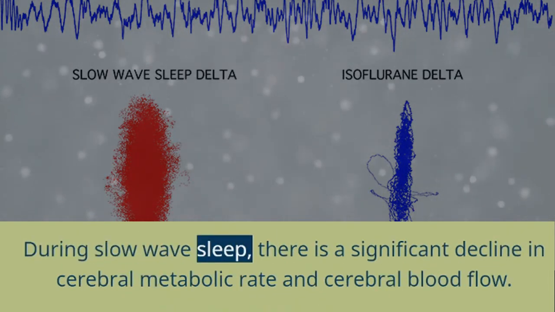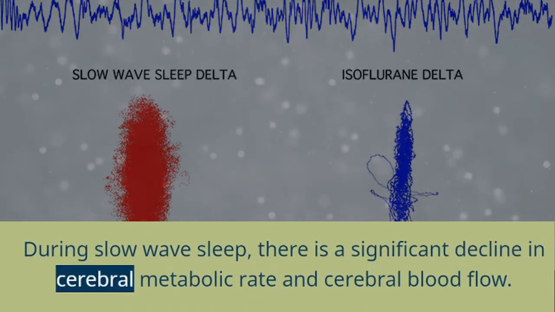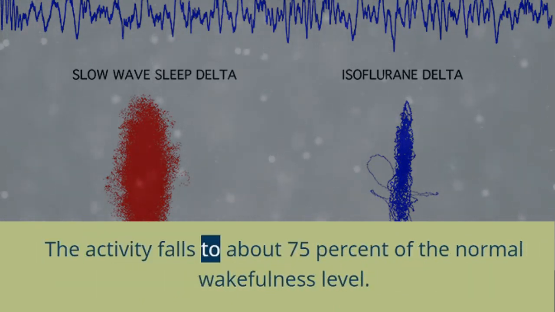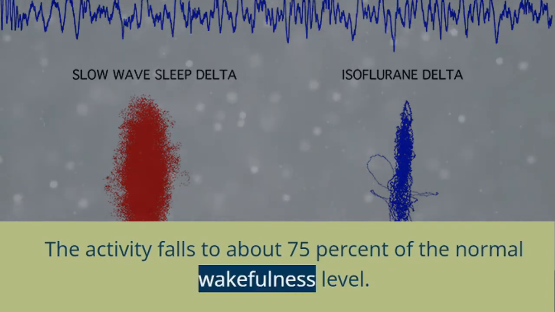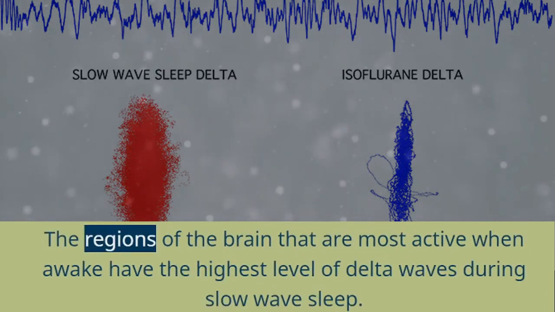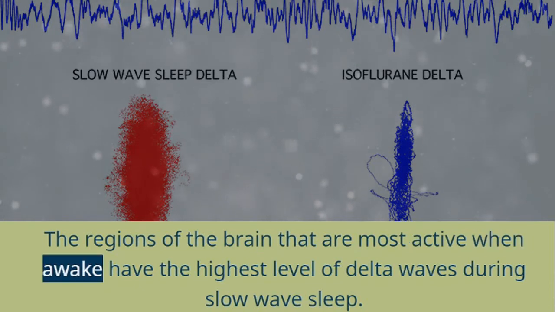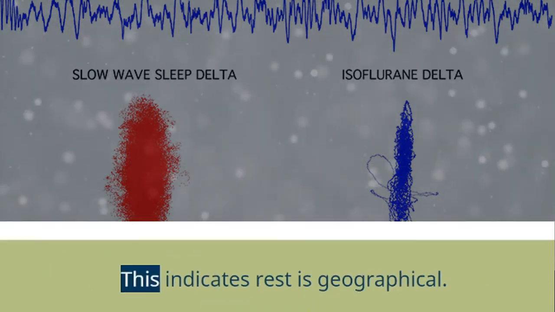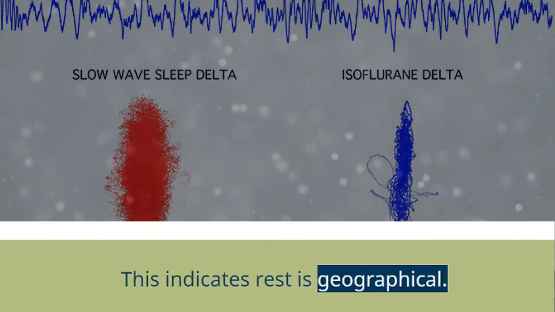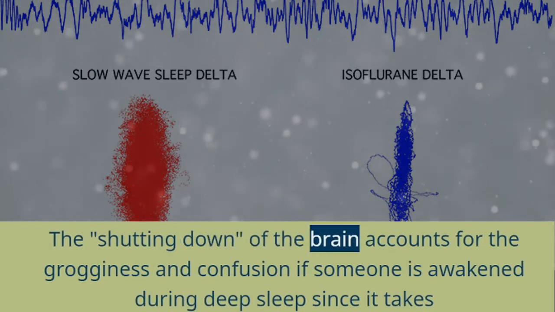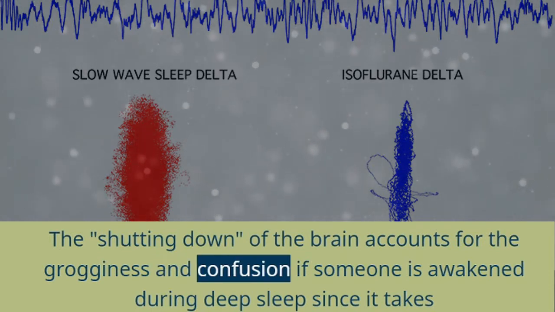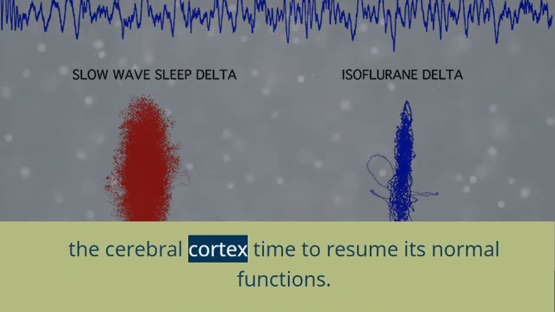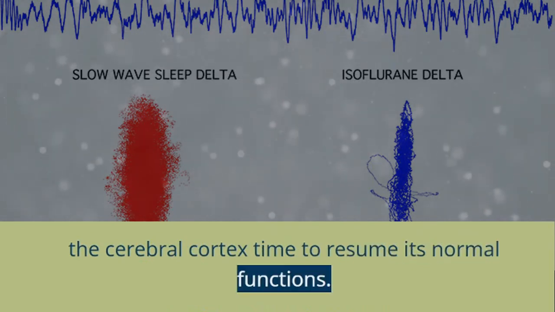During slow-wave sleep, there is a significant decline in cerebral metabolic rate and cerebral blood flow. The activity falls to about 75% of the normal wakefulness level. The regions of the brain that are most active when awake have the highest level of delta waves during slow-wave sleep. This indicates rest is geographical. The shutting down of the brain accounts for the grogginess and confusion if someone is awakened during deep sleep, since it takes the cerebral cortex time to resume its normal functions.